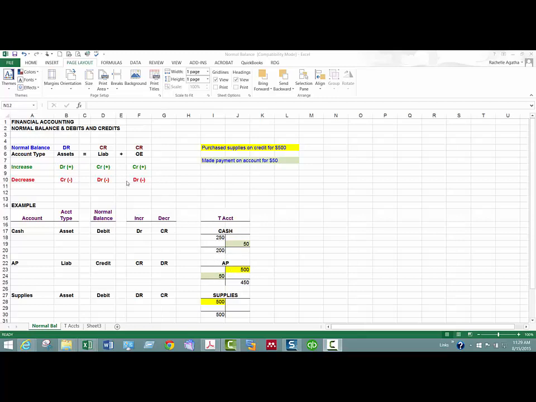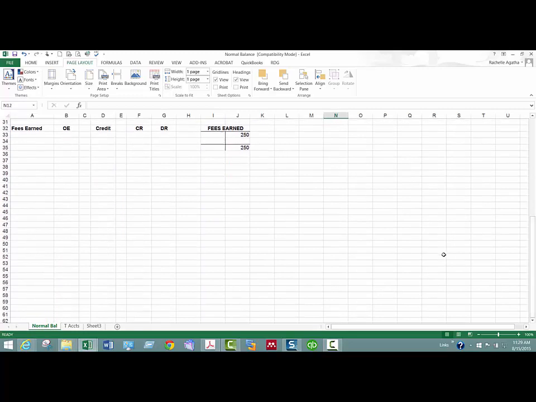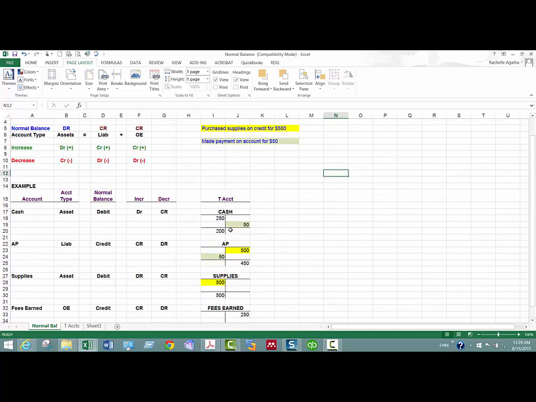Accounts payable is a liability. It is a normal balance of a credit. So it had a credit transaction, a debit transaction, and it has a credit balance of $450. And then supplies, you just bought supplies of 500 and it has a debit of 500. So my accounting equation is in balance because I have $200 of cash and I have 450 of accounts payable, and then I have 500 of supplies. So right here, with just these little transactions, they balance within themselves.